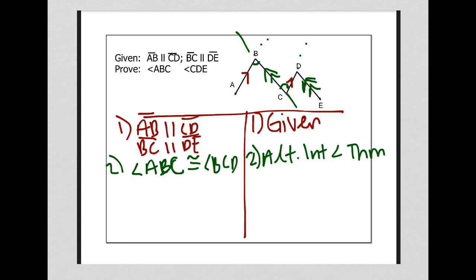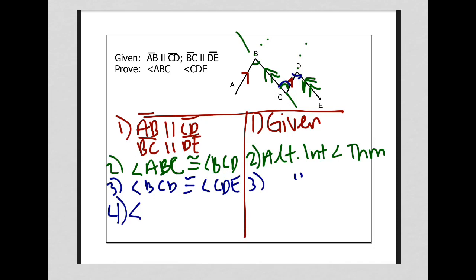Next, we can go ahead and say that with our other angles. Angle BCD is congruent to angle CDE for the same reason. So BCD, this angle right here, is congruent to CDE, this angle right here, because of the alternate interior angle theorem again.